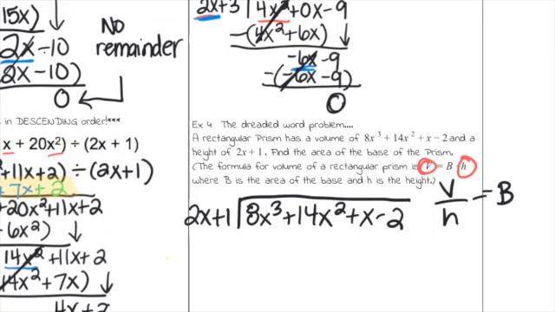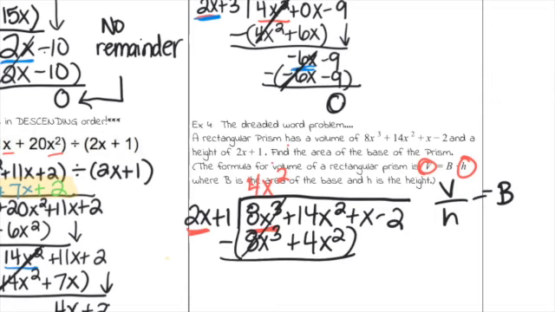All right, so what do we need to multiply 2x by to give me 8x cubed? So 2x times 4x squared is going to give me 8x cubed. Okay, so then we're going to multiply that out. That's going to give me 8x cubed, and that's going to give me plus 4x squared. We're going to subtract that. So 8x cubed minus 8x cubed is going to cancel. 14 minus 4, that's going to give me 10x squared. Bring down my plus x minus 2.